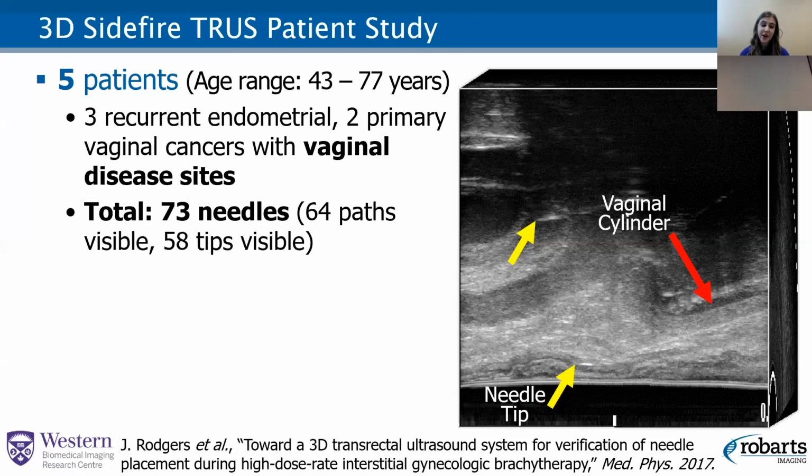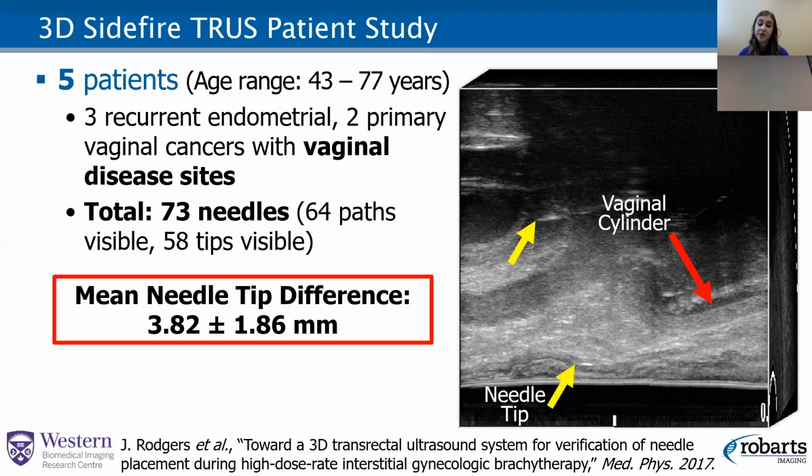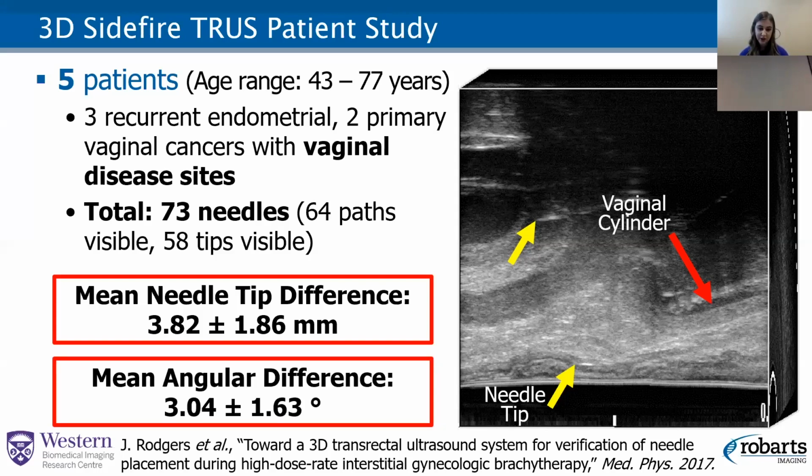And so across those 5 patients, there was a total of 73 needles placed, of which we were able to visualize 64 and identify the tips of 58. And so for those 58, we had a mean tip difference of about 3.8 millimeters when comparing the ultrasound to the clinical CT. And we had a mean angular difference of about 3 degrees.